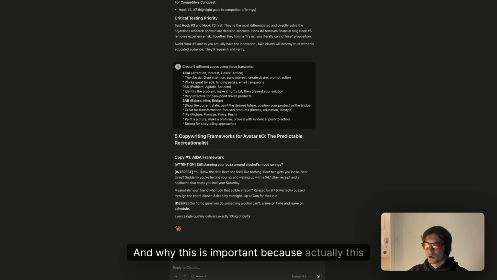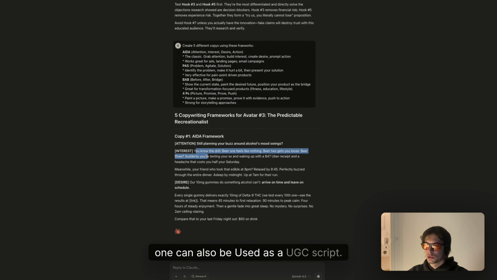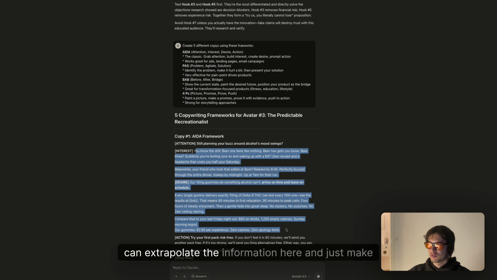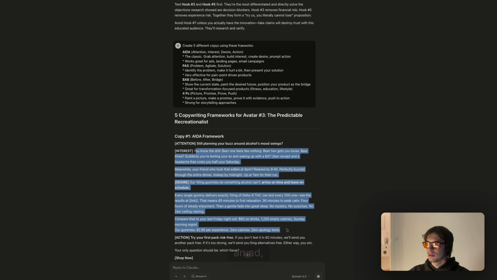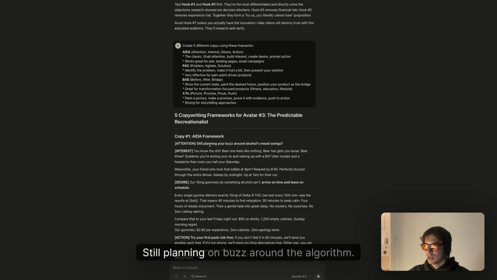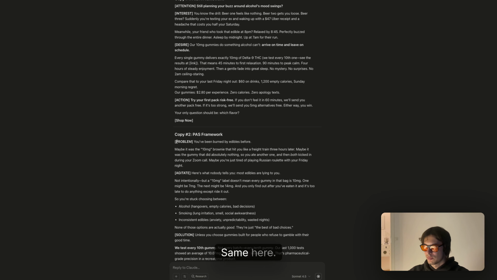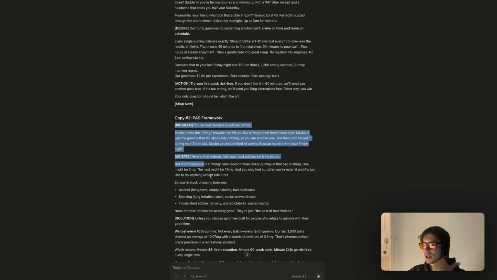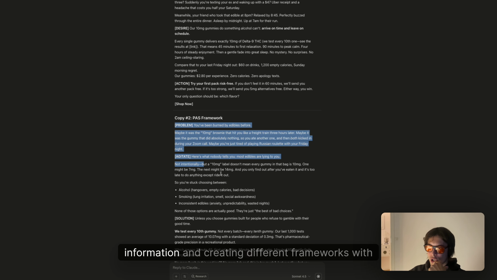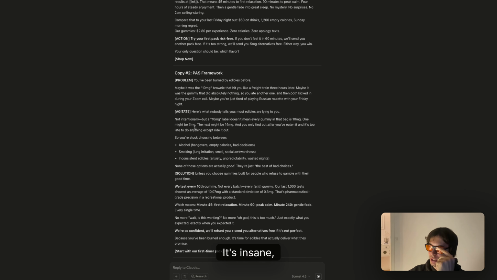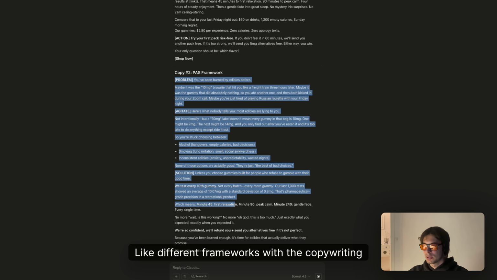And why is this important? Because this can also be used as a UGC script. You can potentially use it as a UGC script, or extrapolate the information here and make an image ad based on that. I'm going to show you how in a second. So you know the drill. This is the alcohol replacement, for example. And you can see it got attention, interest, desire, and here problem, agitate, solution. So it's extrapolating information and creating different copywriting frameworks from what I just gave it. It's insane, honestly.